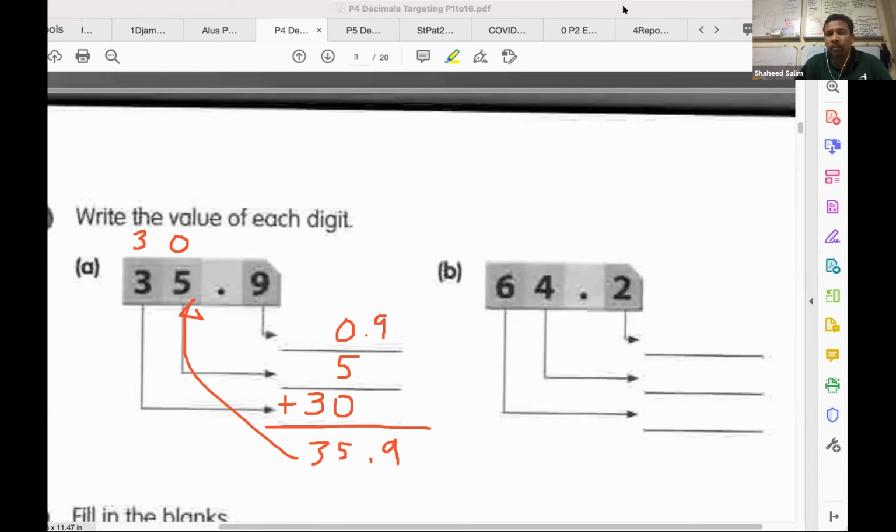Let's say now your number is 0.7. No need, just write 0.7 only. No need 00.